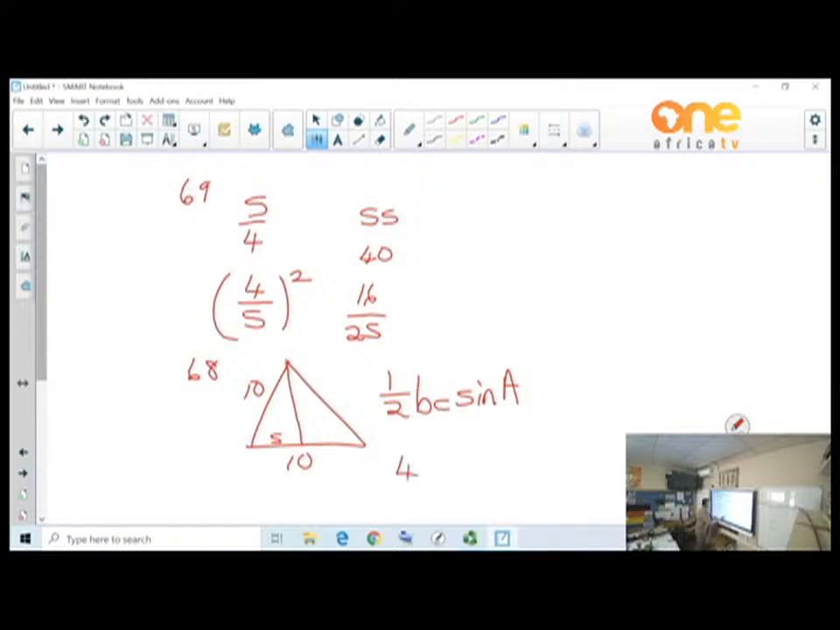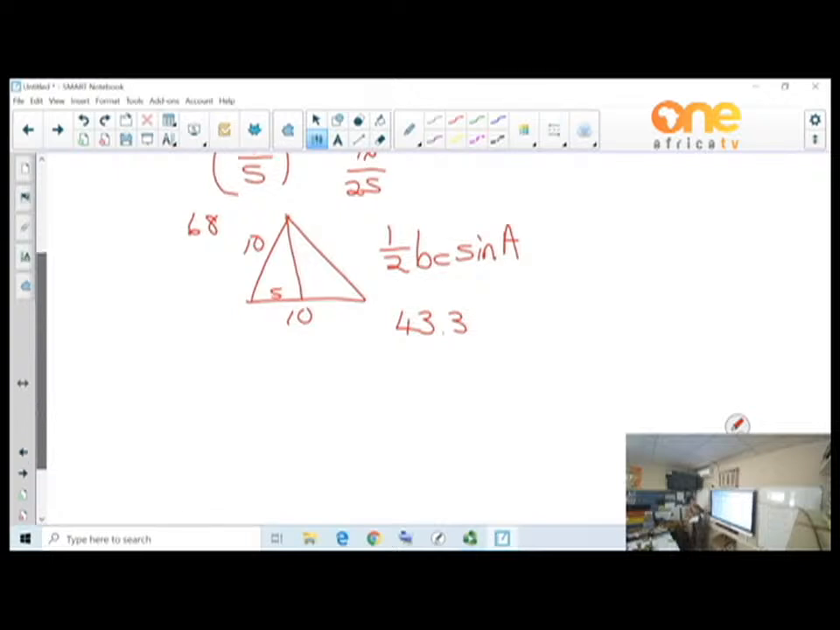43. You need to calculate the heights first. So it's 43.3. So it's 10 squared minus 5 squared to get the height. And then it's half base height. Or you work with half BC sine A. Again, lots of learners have this wrong, which is unnecessary.